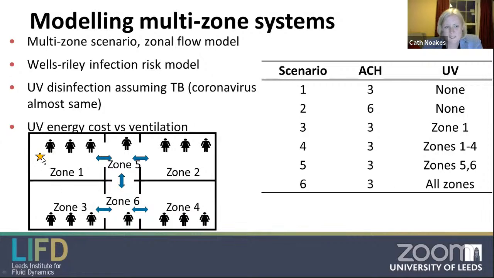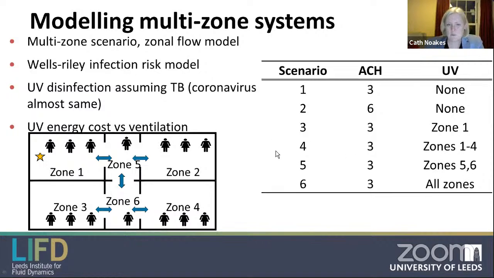And we assume we've put somebody infectious in zone 1, and then we say, okay, well, in the baseline scenario, the ventilation rate is 3 air changes an hour, and we haven't got any UV. In scenario 2, we've doubled the ventilation rate. Let's see what happens. But then in the other scenarios, we keep the ventilation rate the same, and we put UV devices in either zone 1, zones 1 to 4, zones 5 and 6, or everywhere.